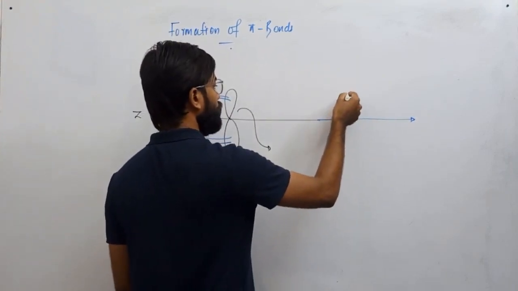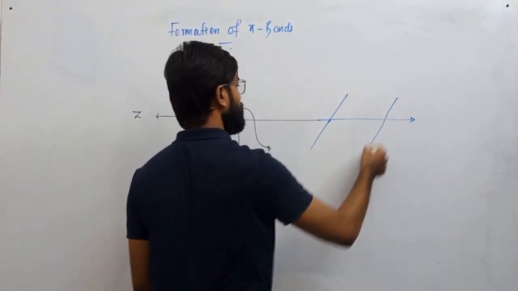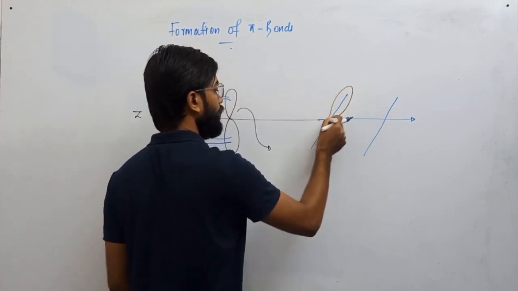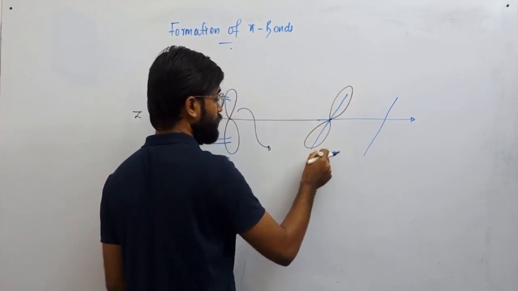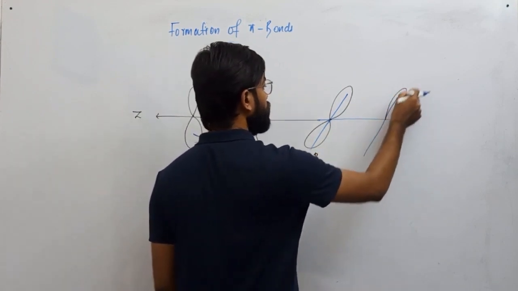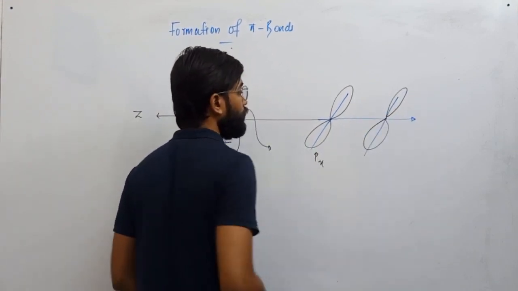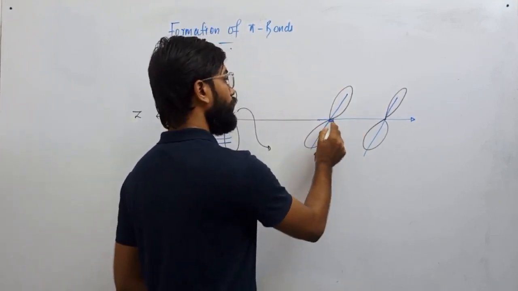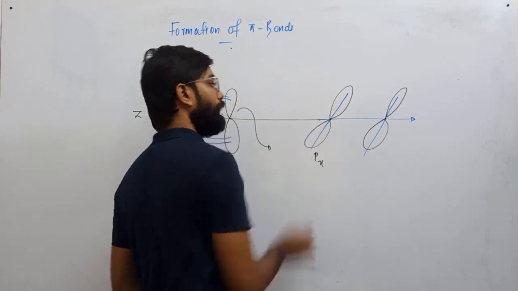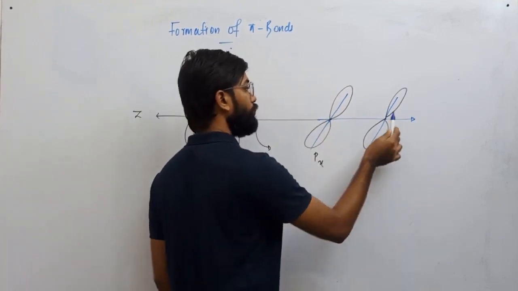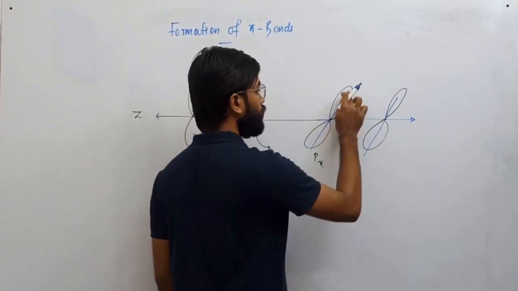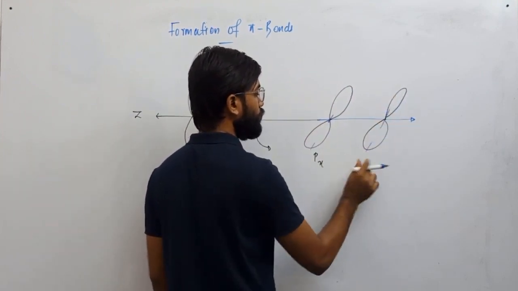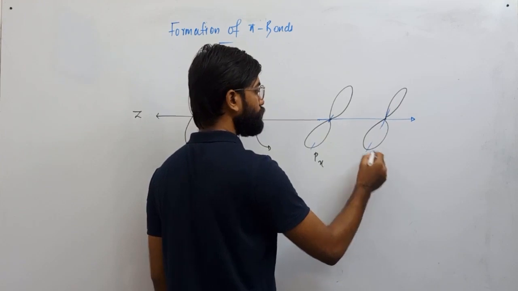Or if we consider the z axis here and the x axis here, this is a px orbital. This is not inclined at 45 degrees, you know the actual figure. This lobe comes to here and this one goes beyond the plane, on the back side. So these are the two lobes. These are two px orbitals.